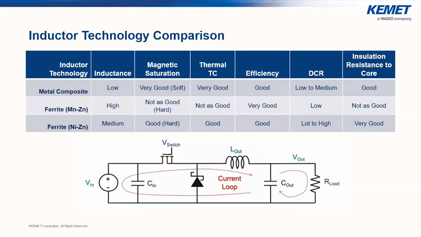Metal composite has good insulation resistance, and that is really a function of the resin used to bind the particles together and the molding process. And then the ferrites can range from very good to not as good. That is really a function of, I guess, the oxide layer that is forming on the surface. So that is the overview of the two main magnetic technologies that are used, metal composite and ferrite.